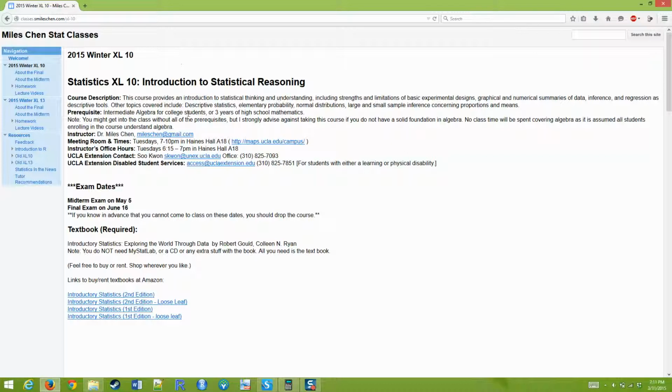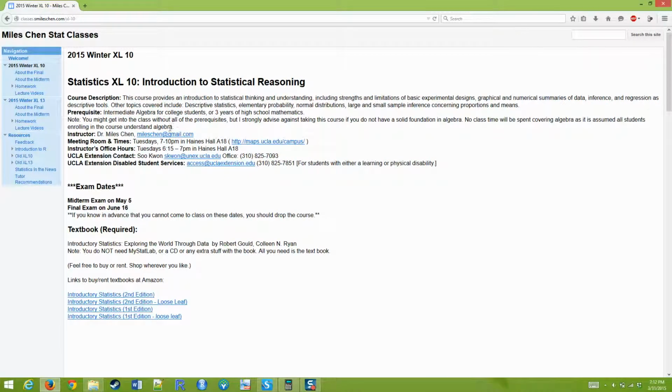Okay. All right, so we are in Stats XL10. I have to update this to spring. Intro to Statistical Reasoning. This is the description of the course. Intermediate Algebra, again, that is the prerequisite.